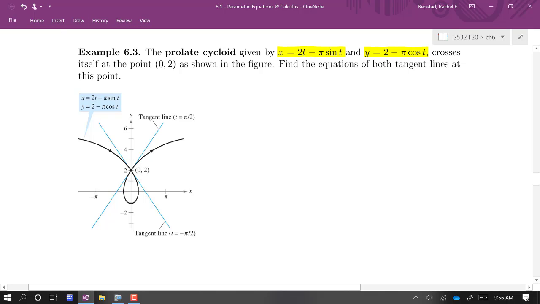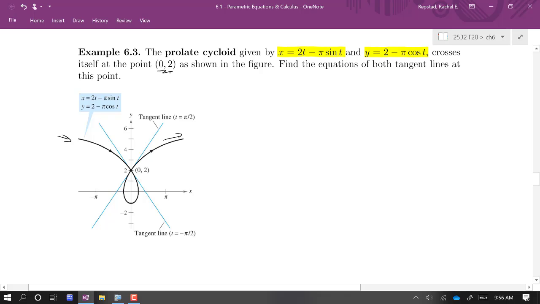In all of these, as usual, unless specified otherwise, our calculator should be in radian mode. And this curve, it says, crosses itself at the point (0, 2), so we could see that here. You see they've included little arrows, right? So we could see that it starts in this direction, goes, and then turns around, crosses itself, and heads out in that direction. So it crosses itself, and we want to find the equations of both of the tangent lines at that point. So we're interested in the point (0, 2).